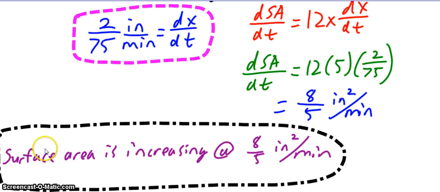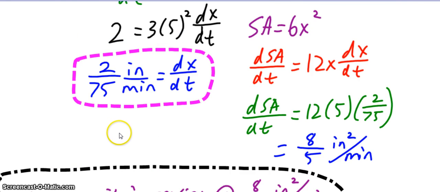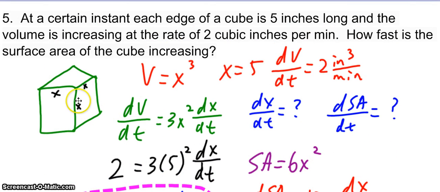Hopefully you got it though. So our answer: the surface area is increasing at 8/5 inches squared per minute. Okay, great. How do we come up with that? Well, we're given the rate of change of the volume, so we know that's dV/dt, 2 inches cubed per minute. We know that we care about this when the length of one side is 5 inches. So that's a variable, it's not a constant.